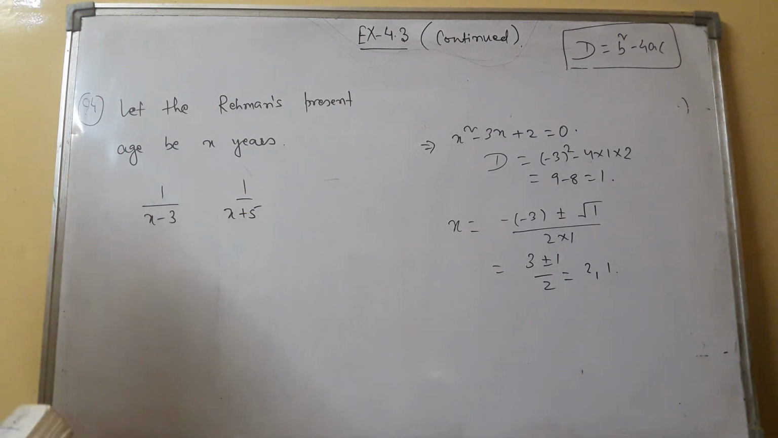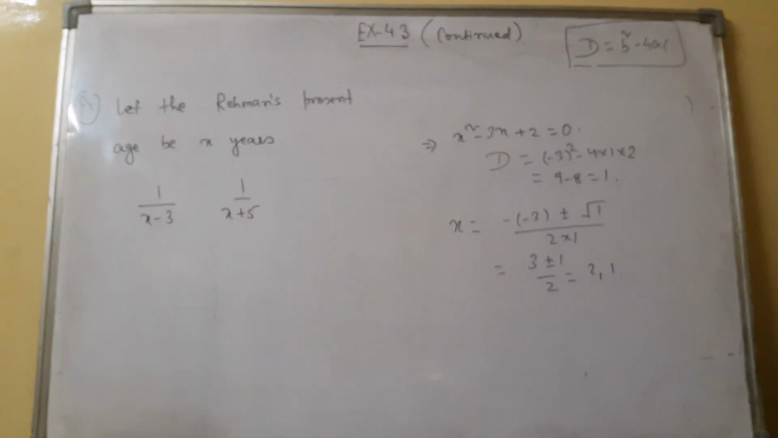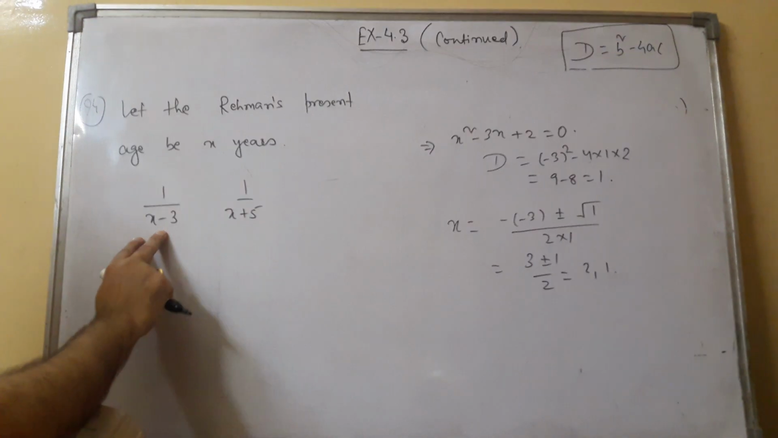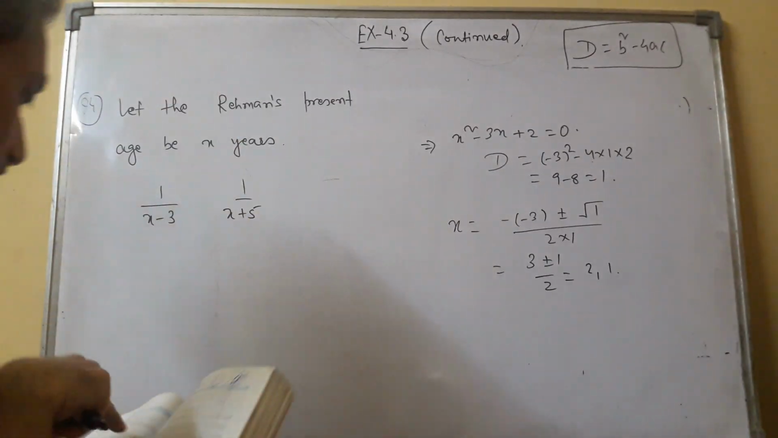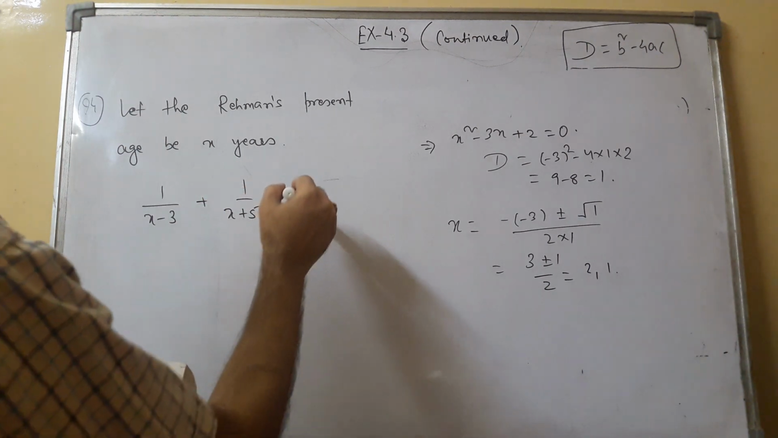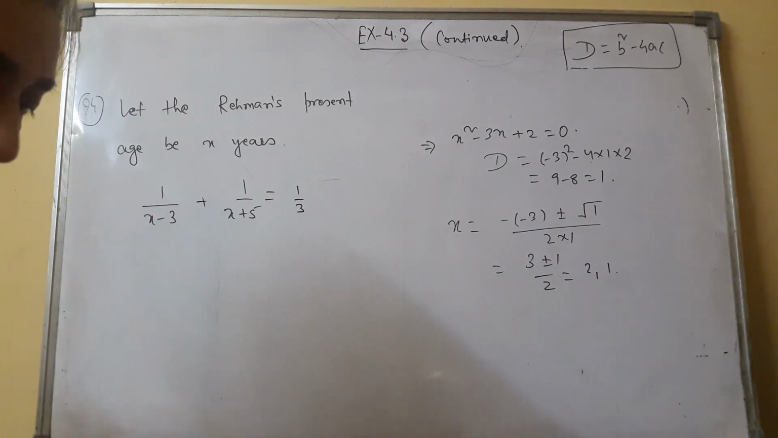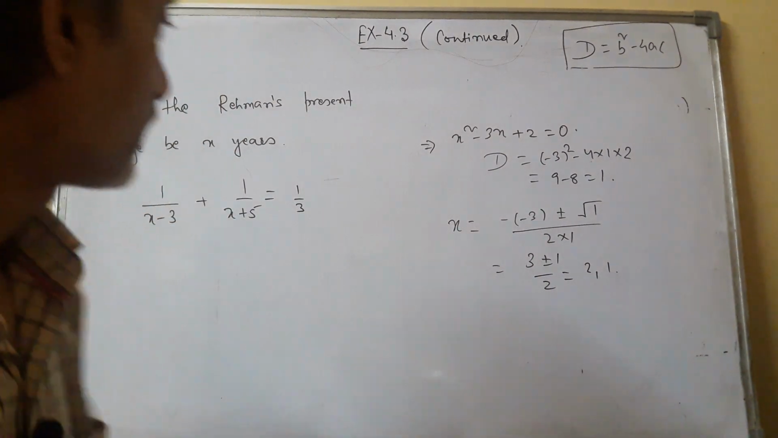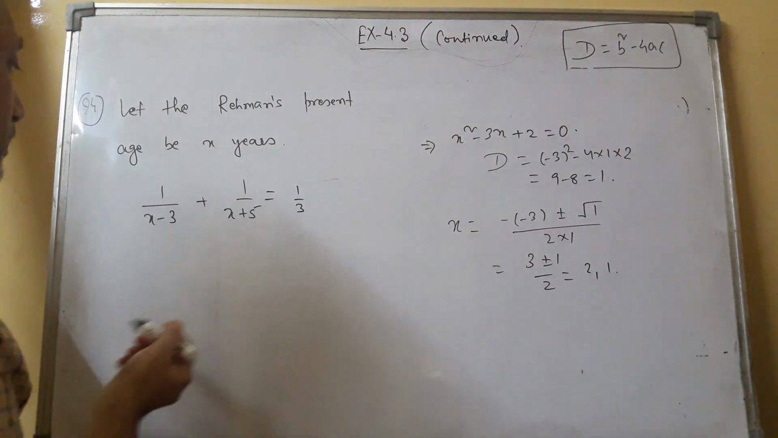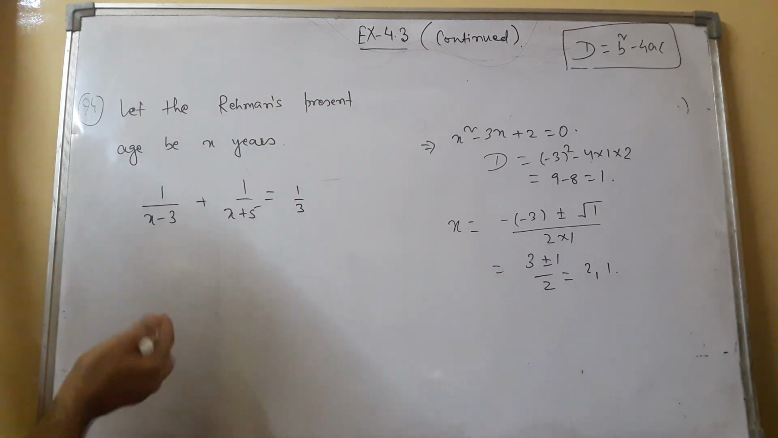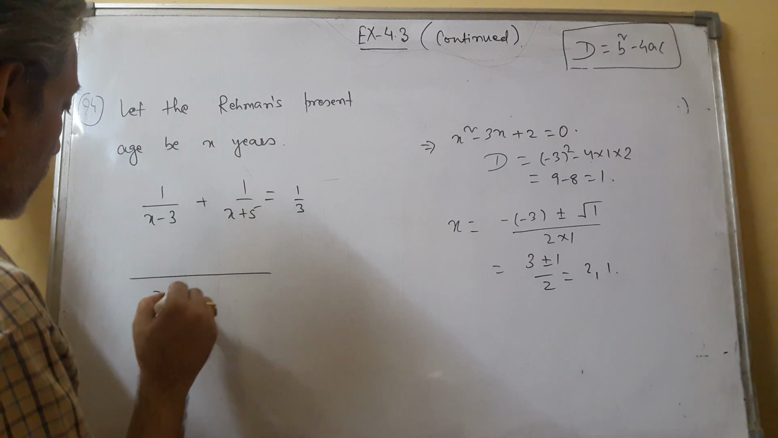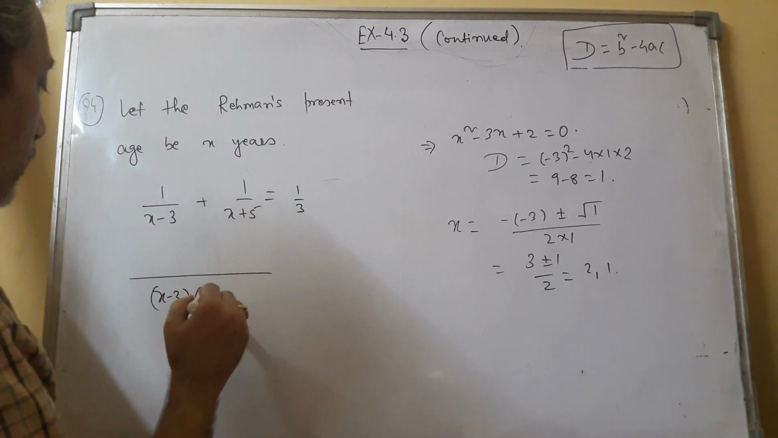The condition says that the sum of the reciprocals of Rahman's age 3 years ago and 5 years from now equals 1 upon 3. Now we need to solve this. So look, firstly it is not in the proper quadratic form. So as we did in the last question, bring it in the proper form first, and then you will use the quadratic formula.